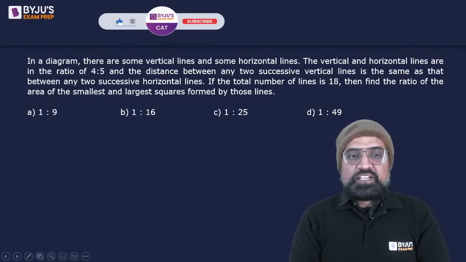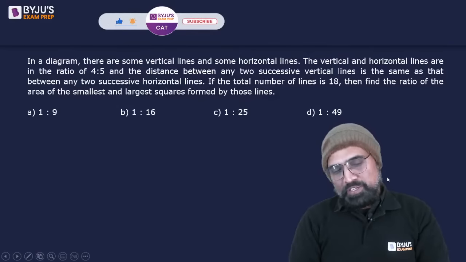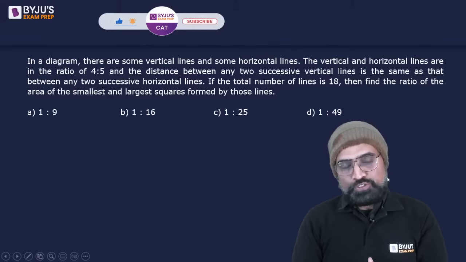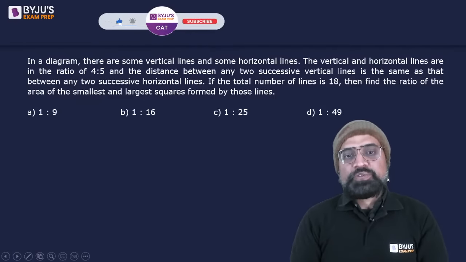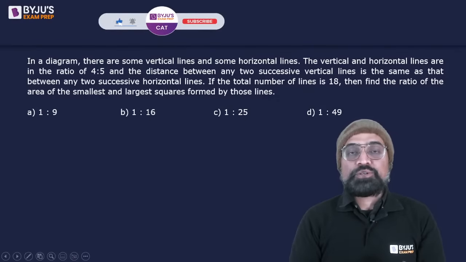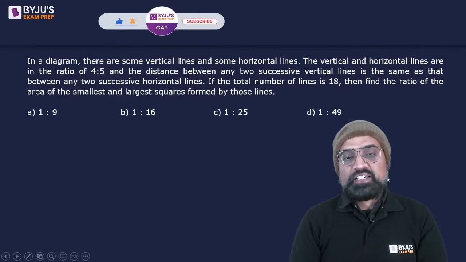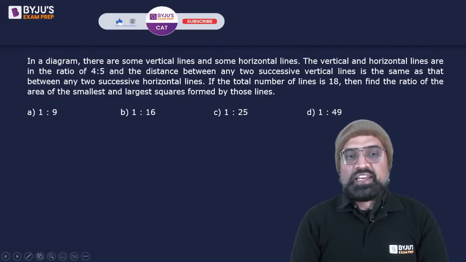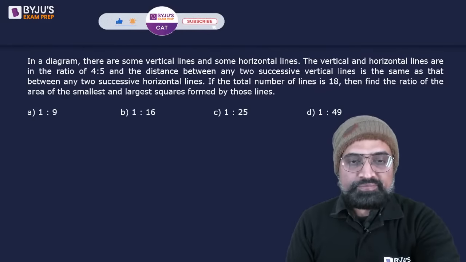So in a diagram, there are some vertical lines and some horizontal lines. How many vertical, how many horizontal, we don't know. The vertical and horizontal lines are in the ratio 4:5. And the distance between any two successive vertical lines is the same as that between any two successive horizontal lines. If the total number of lines is 18, then find the ratio of the area of the smallest and largest squares formed by those lines.